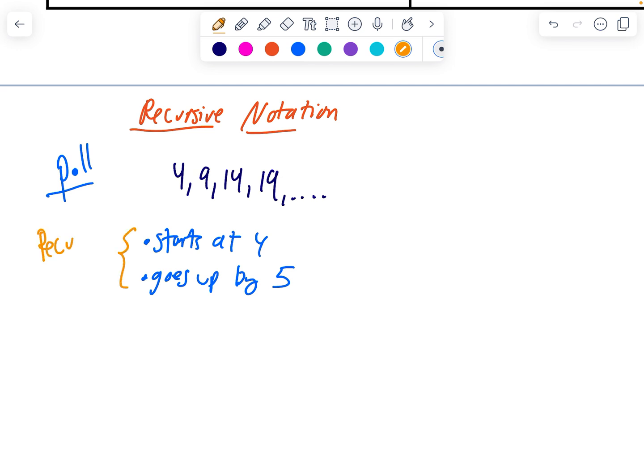And the way we call that, remember, is a recursive way to define it. What do you start with, and how do you get the next number from the previous number? The recursive way to describe it, and that's just in words. We've also talked about how to write recursive formulas in function notation.